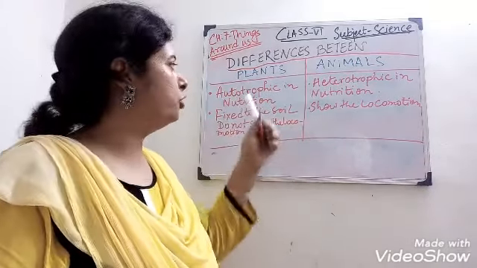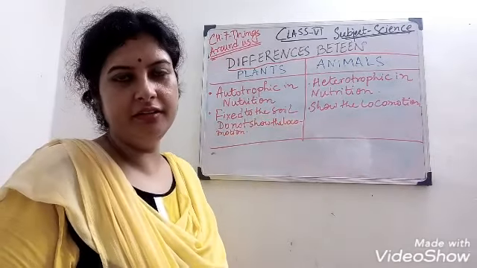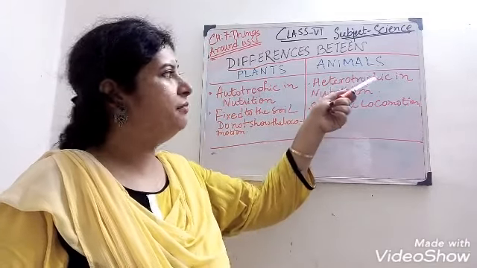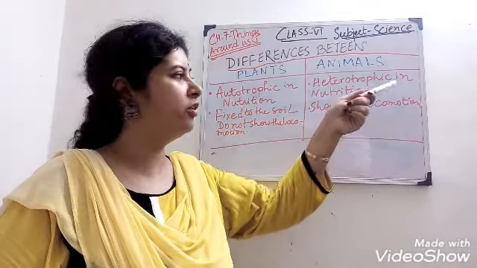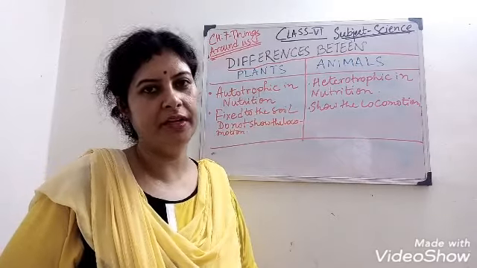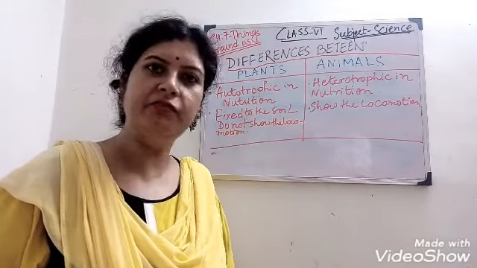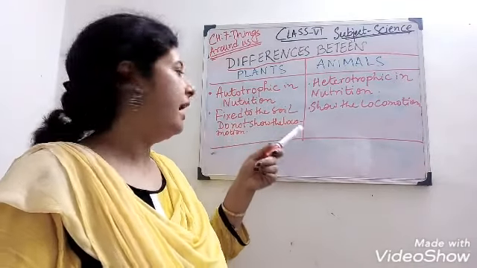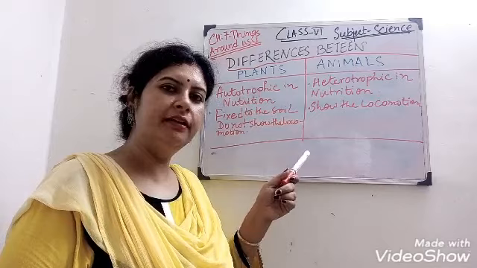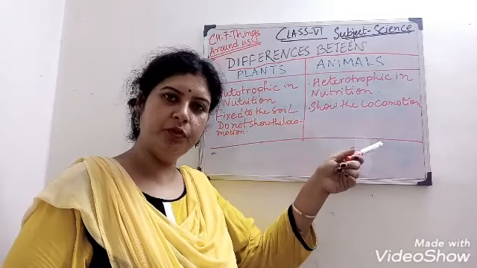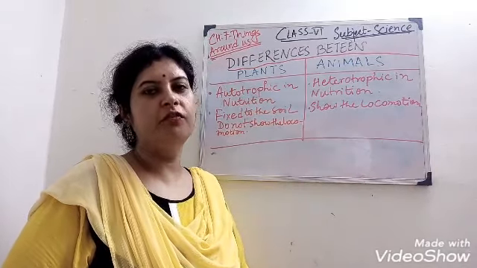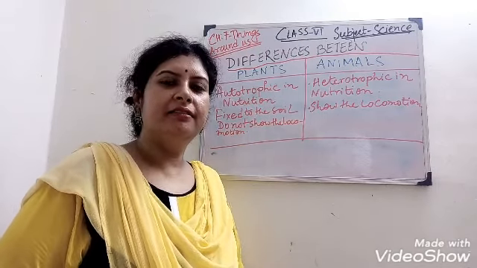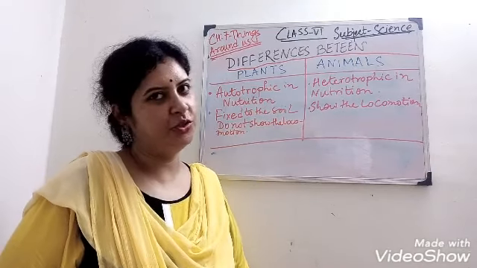Plants show autotrophic nutrition because they make their own food, and animals show heterotrophic mode of nutrition because they are dependent on plants and other animals for their nutrition. Plants are fixed to the soil and do not show locomotion. Animals show locomotion in search of food, shelter, etc. Hope this chapter is clear to you all.